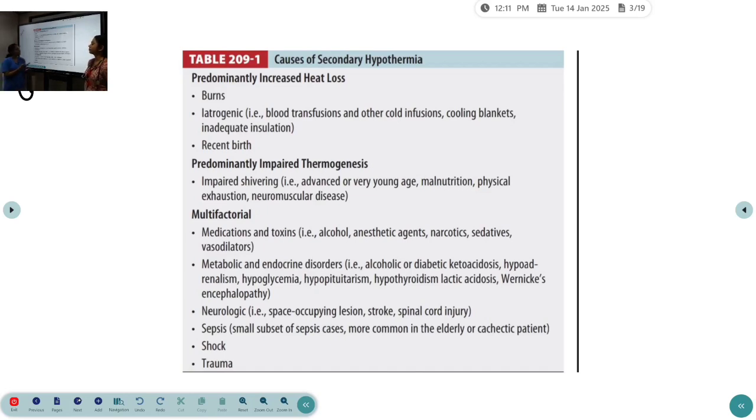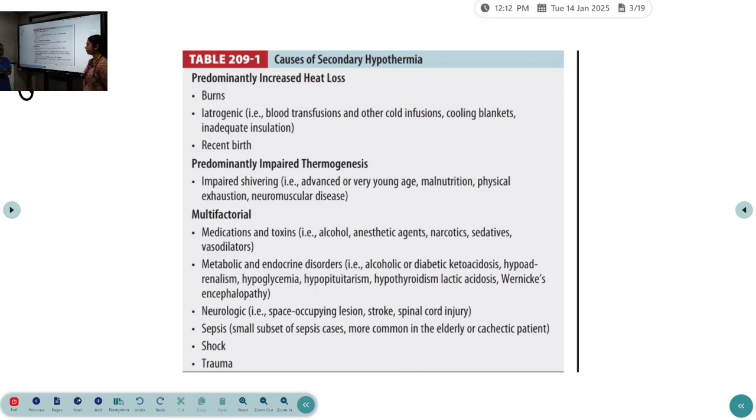The second mechanism is predominantly impaired thermogenesis. That is, in our body we will be impaired in making shivering. If you take the age group of the patient, in the very old or very young age group, if the patient has malnutrition, a history of physical exhaustion or any neuromuscular disease, then the protective mechanism, that is shivering, will not be there, and then the patient loses temperature.